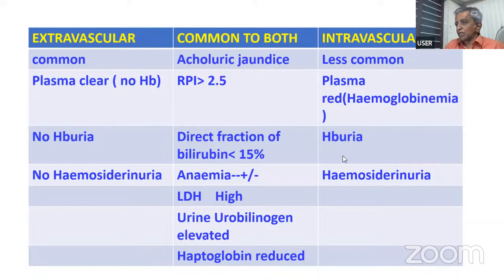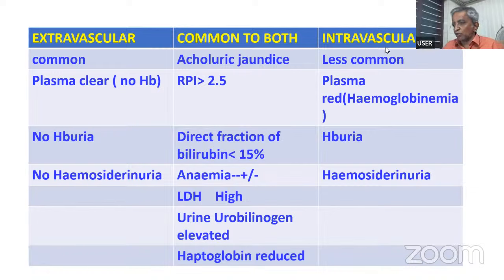Whereas in intravascular hemolysis, free hemoglobin escapes into the plasma. Plasma remains red, because it is circulating as a haptoglobin-hemoglobin complex, so that will impart the red color to the plasma, and this hemoglobinemia will lead to hemoglobinuria. And hemoglobinuria can be identified by a special test for hemosiderinuria.